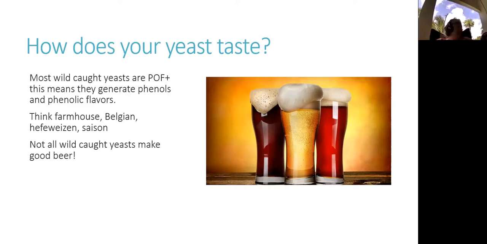Most wild yeasts are phenolic off-flavor positive. This means they generate phenols, which in a yeast or beer tend to be viewed as clovey, spicy. And so these yeasts have a tendency to work better for farmhouse Belgian, Hefeweizen, and Saison styles.